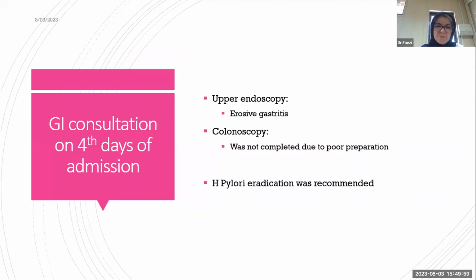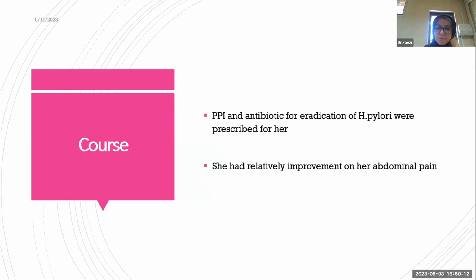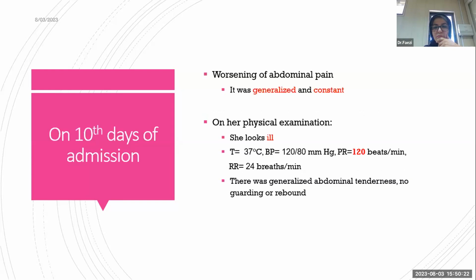On GI consultation, 4 days after admission, they recommended upper endoscopy that showed erosive gastritis. Colonoscopy was not completed due to poor preparation. H. pylori eradication was recommended. PPI and antibiotic for eradication of H. pylori were prescribed for her. She had relative improvement of her abdominal pain.